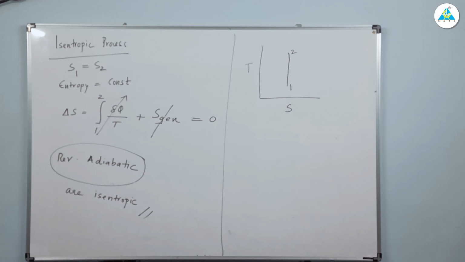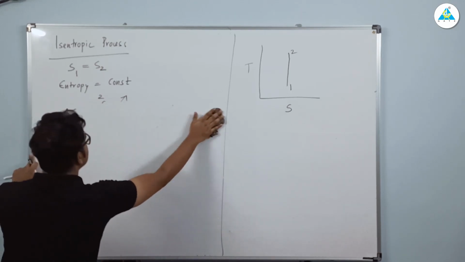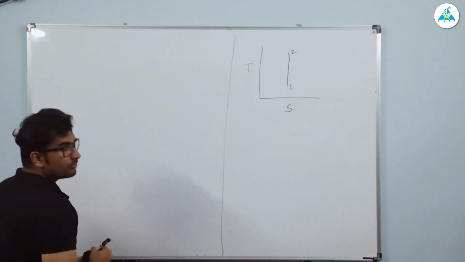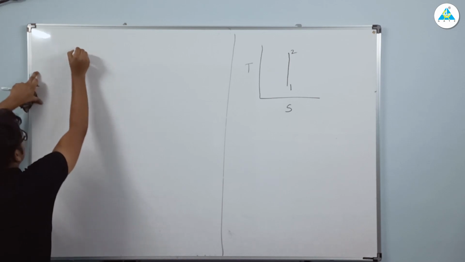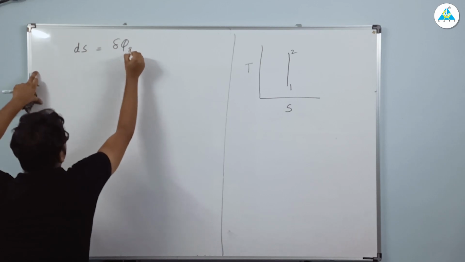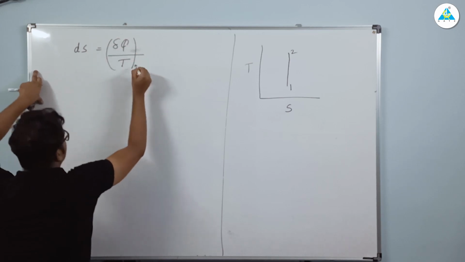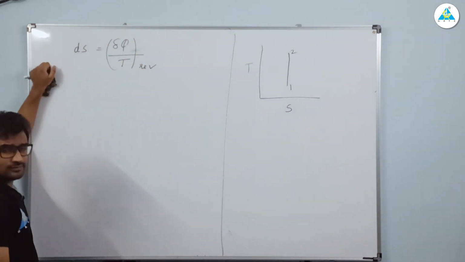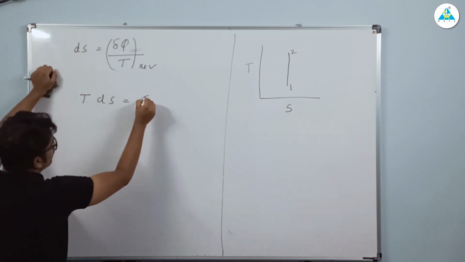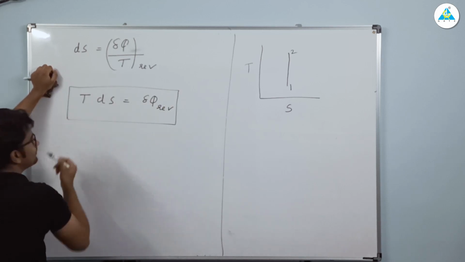Now, the speciality of a TS diagram. What is the speciality of a TS diagram? If you remember our equation, what is dS? We know our entropy change dS is del Q reversible by T. For a reversible process, del Q by T is dS. So if I multiply with T on this side, TdS will be equal to what? Heat transferred during a reversible process.